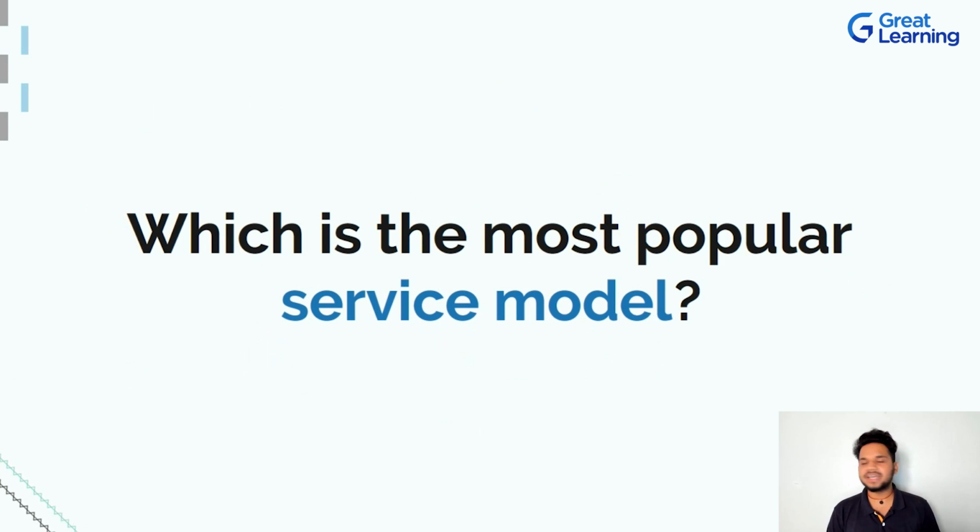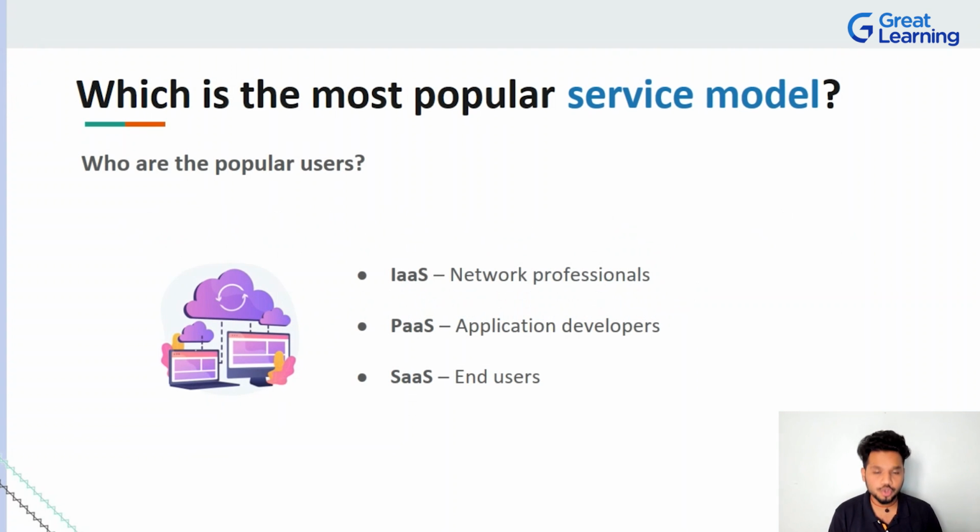So we can come to a section wherein we can discuss which of these is the most popular model. We spoke about IaaS, PaaS and SaaS. You might be wondering, hey, in today's world, which is the most popular service model out there? Well, when you're talking about the most popular service model, you really have to understand who it is for, because with IaaS, the network professionals are going to be the ones who will be using IaaS a lot, because they get to have access to that many things, right?